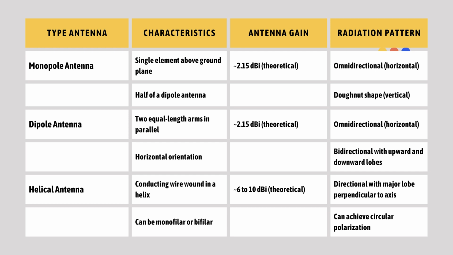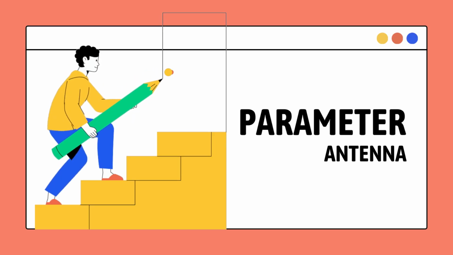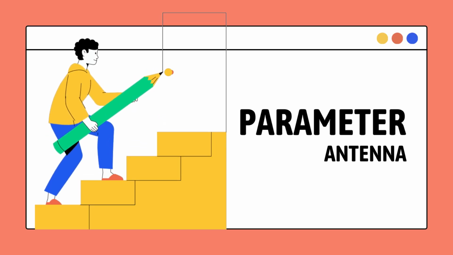The characteristic of the helical antenna is a conducting wire wound in a helix, and it can be monofilar or bifilar. The antenna gain of the helical is 6 to 10 dBi, and the radiation pattern of the helical antenna is directional with major lobe perpendicular to the axis, and circular polarization can also occur. After that, the parameter antenna.